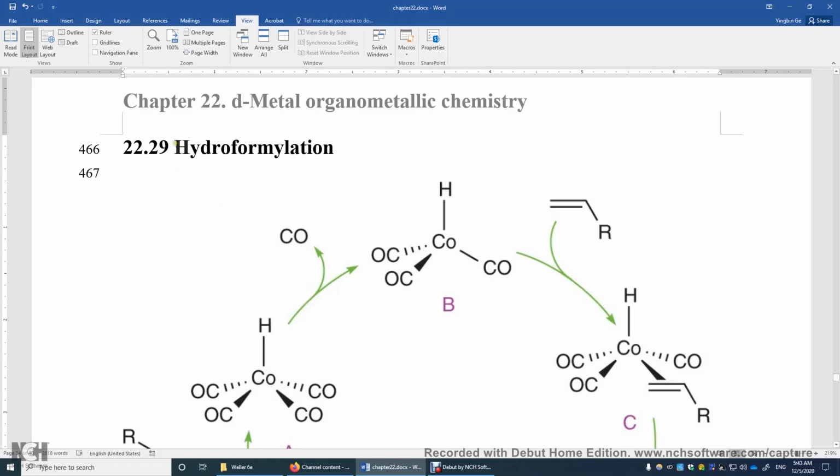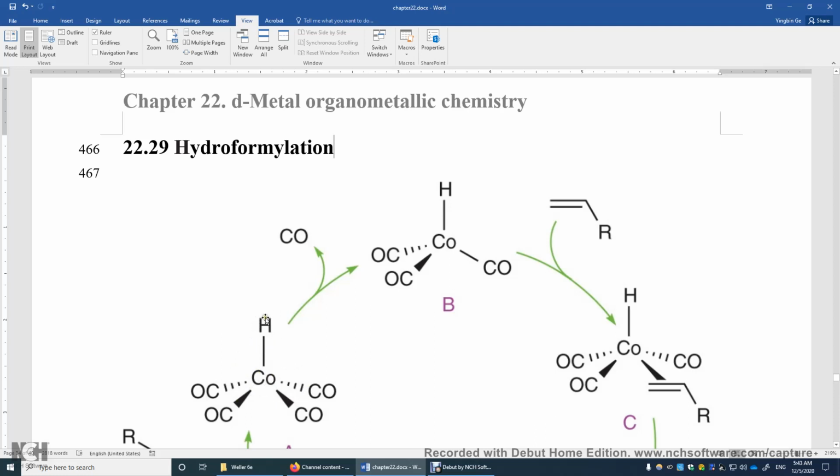Section 22.29, Hydroformylation. In this section, we will study this catalyst that converts alkenes to aldehydes. So first, let's look at this cobalt. A neutral cobalt atom has a total of 9 valence electrons. So now in this complex, this cobalt has an oxidation number of +1. So there are 8 d electrons.